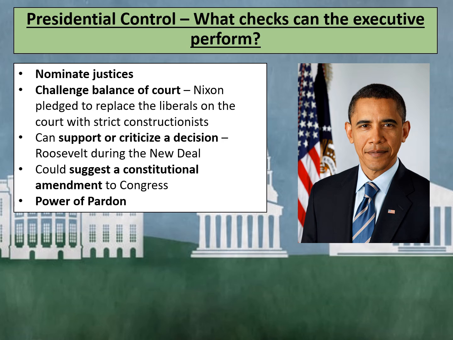What about presidential control then? What checks can the executive perform on the Supreme Court? Well, they can nominate justices, challenge the balance of the court. For example, Nixon pledged to replace the liberals on the court with strict constructionists. They can also support or criticise a decision that the court has made. This happened with Roosevelt when he tried to pass the New Deal. The President can also suggest a constitutional amendment to Congress and also has the power of the pardon.